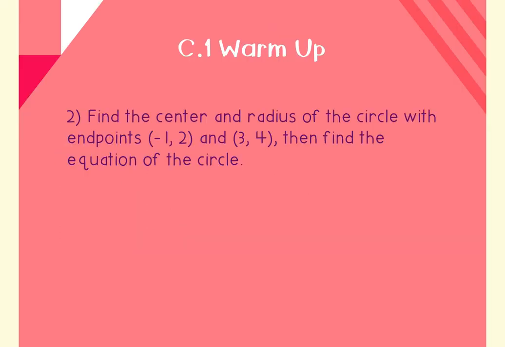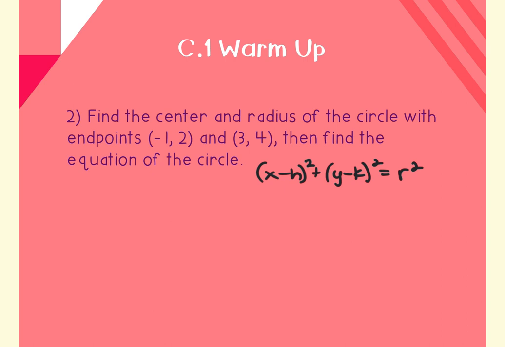All right. Second question said, find the center and the radius of the circle with the endpoints negative 1, 2, and 3, 4. Then find the equation of the circle. So our end goal is the equation, which is x minus h squared plus y minus k squared equals r squared. And what we are given are the endpoints of the diameter. So none of that is what I need at first, right? I need the center first. How do I find it?